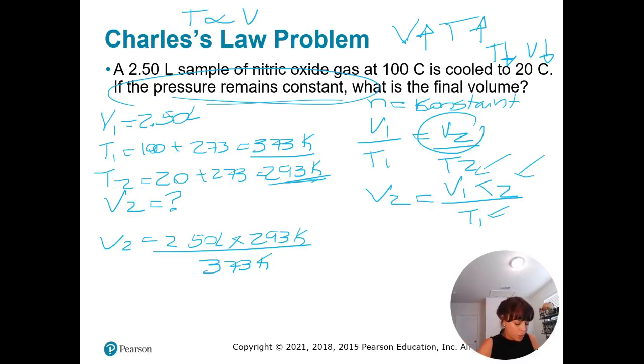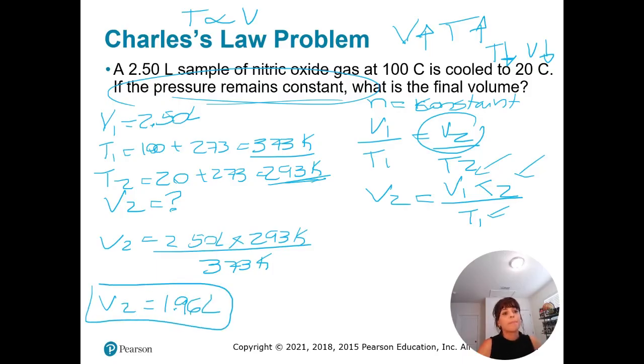So I have 2.50 times 293, equals, divide by 373. And we're going to have 1.96 liters. Okay, so what happened to the volume? It decreased, as we expected. So if you flip the temperatures over here because you made a mistake in algebra, you know that you did it wrong, because you know that it's supposed to decrease.